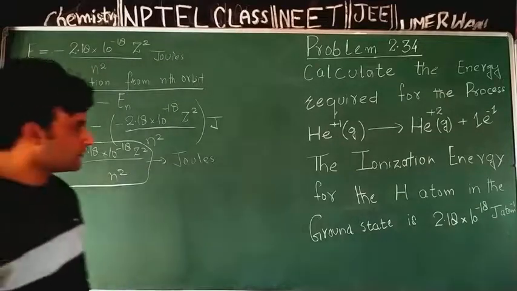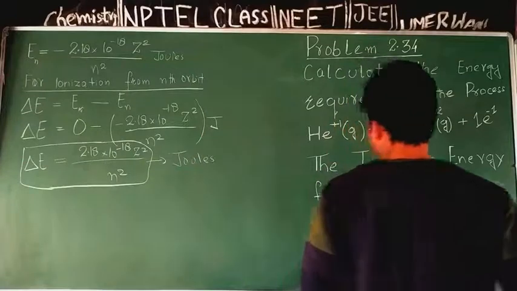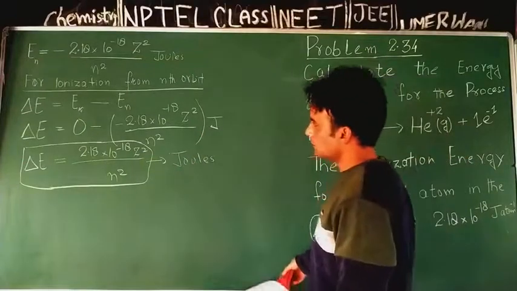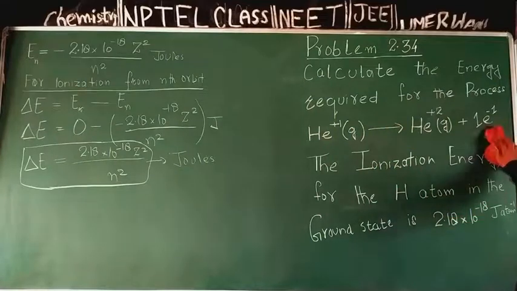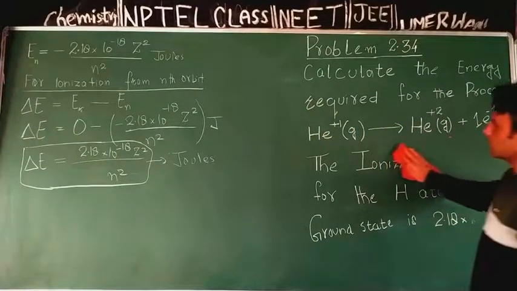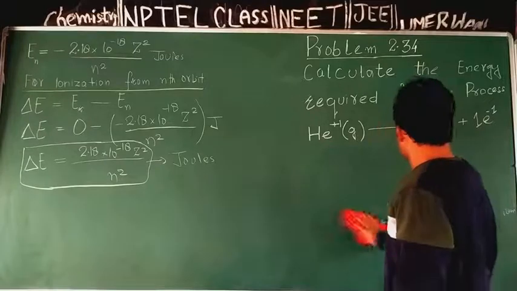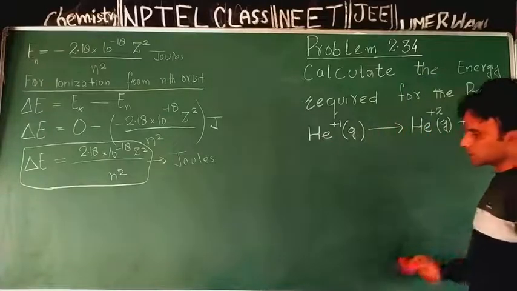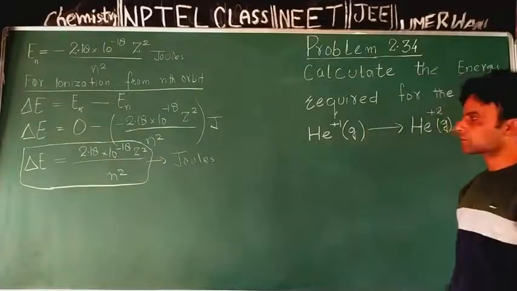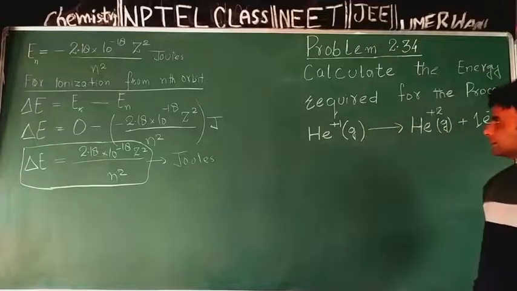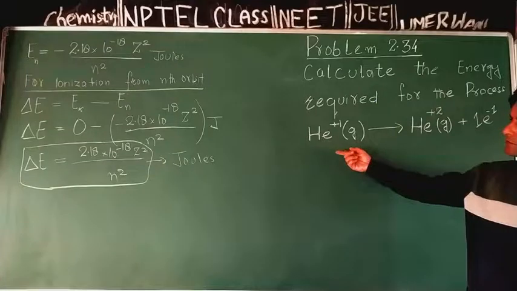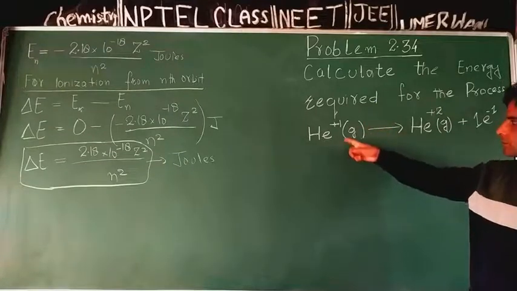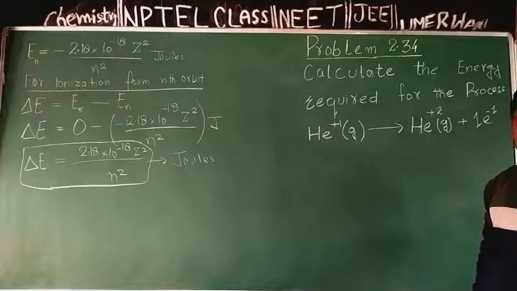Now if I apply this equation here for this process, what do I need to know? I need to know from which orbit I have to take the electron out from this unipositive helium ion.